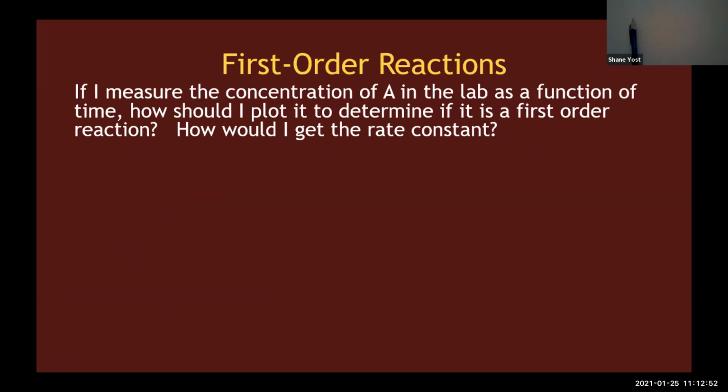Right, and so in general chemistry, this is typically what you're focused on when you see these integrated rate laws. Integrated rate laws, say for first order reactions, is say I measure concentration in the lab as a function of time. What should I plot in order to determine whether or not this is a first order reaction? And then how would I get the rate constant from that plot? So if you measure concentration as a function of time, what type of plot would you want to make in order to say, oh yeah, this is for sure first order or not?